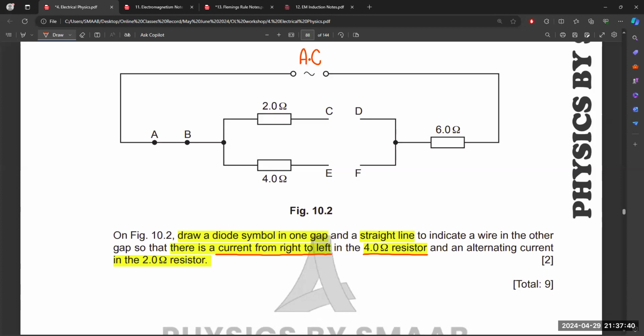So right to left means we have to connect the diode over here at this point. So current only flows from right to left in this direction through the 4 ohm resistor. And we have to connect just a simple wire to pass alternating current from side CD. Okay, any confusion in this part?